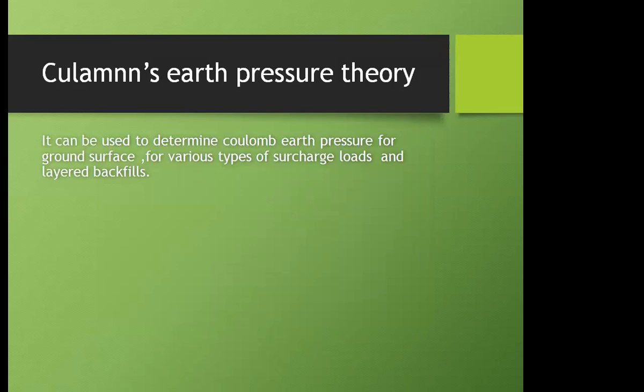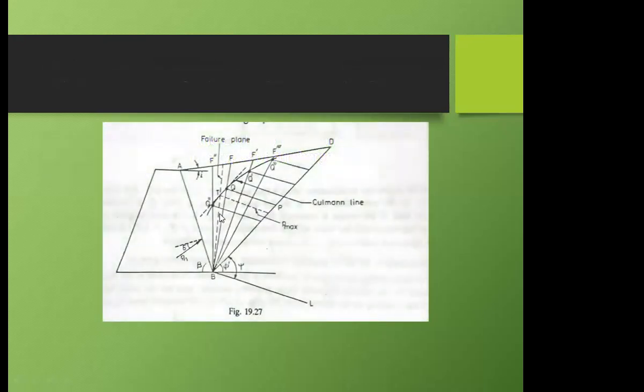Right, so backfill is nothing but the soil which exists at the back of the retaining wall. It is mentioned that it is layered, so at some particular depth it is varying. The soil properties are not similar throughout the height of the retaining wall. There may be some silty soil here, some clayey soil here, or gravel soil present at the bottom. So the soil is layered.